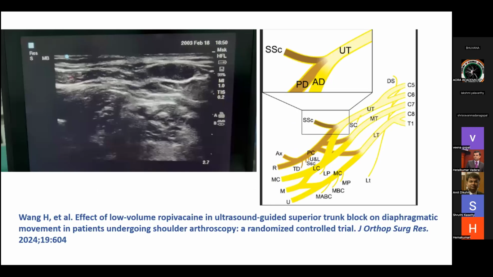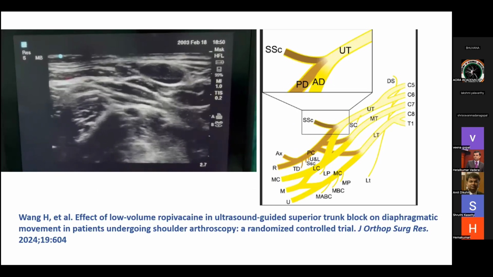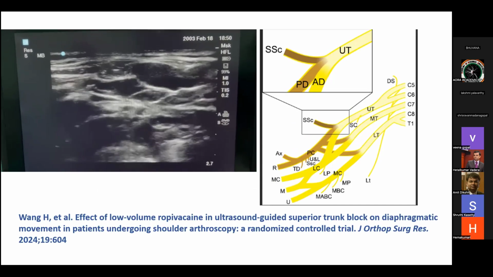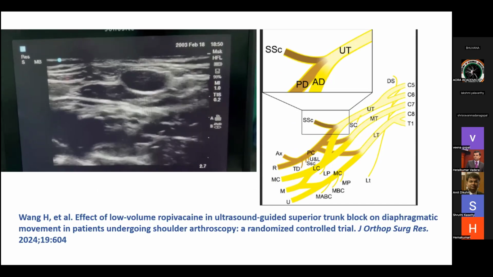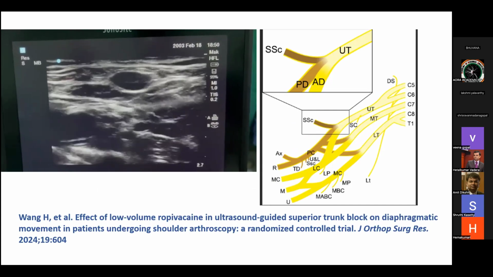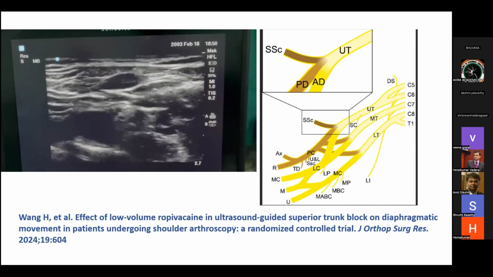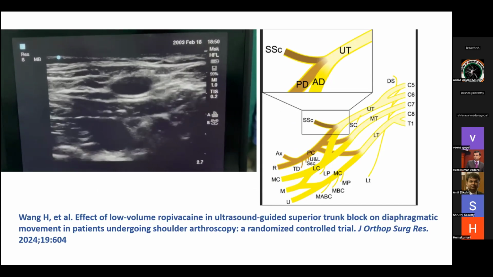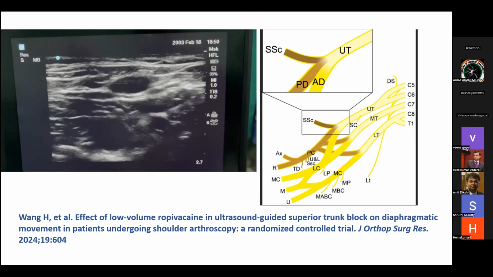This is a video. In that you can see the superior trunk. It divides into anterior and posterior divisions, along with the suprascapular nerve, which runs behind the belly of omohyoid. This is the spatial arrangement. In this area we need to deposit the drug. In the diagram there is the upper trunk, the anterior and posterior divisions, and just at the takeoff of the suprascapular nerve, the area of interest for drug deposition is here.